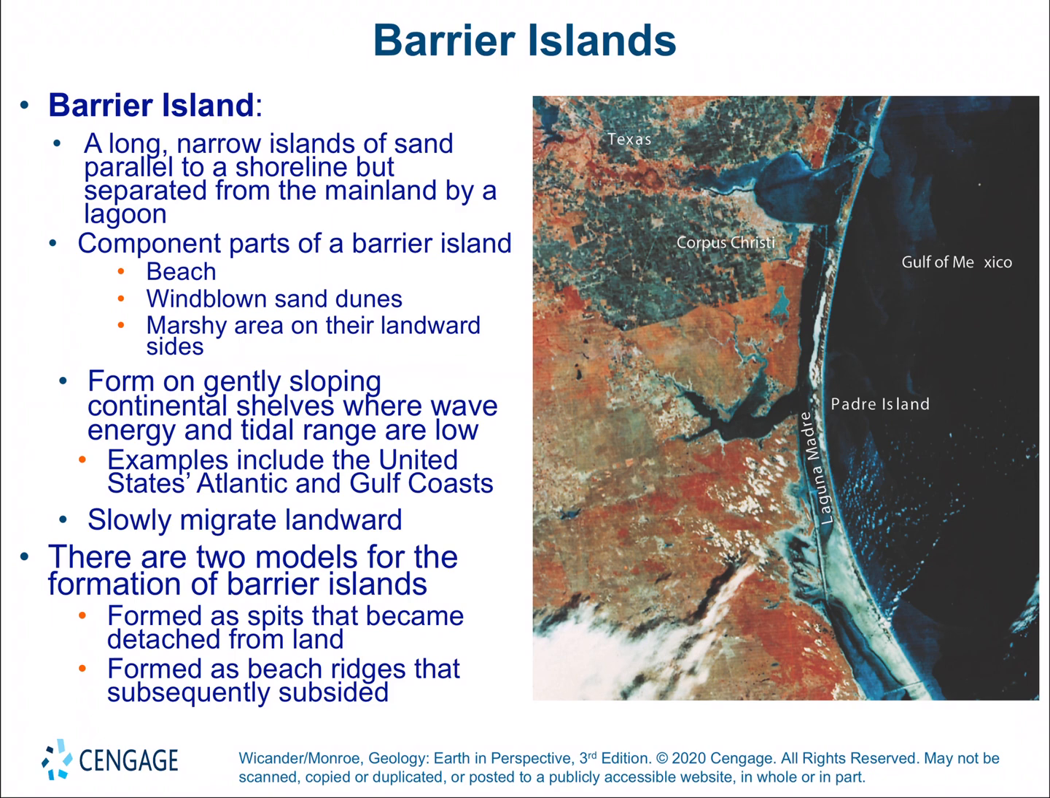They form on the gently sloping continental shelves where your wave energy and your tidal ranges are low. So typically on the United States Atlantic and Gulf Coast. They're going to slowly migrate landward. There's 2 models for the formation of the barrier islands. They could have formed as spits that became detached from the land, or they formed as beach ridges that subsequently subsided. Our barrier islands off the coast of Louisiana and Mississippi would be Ship Island, Cat Island, Horn Island.